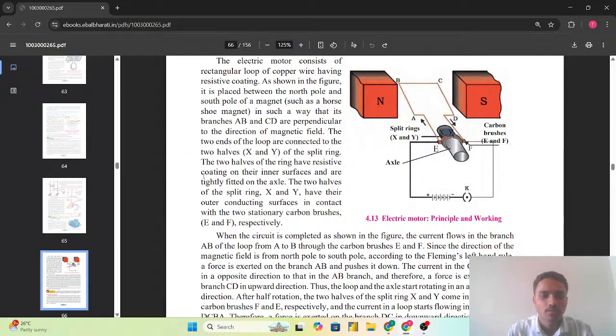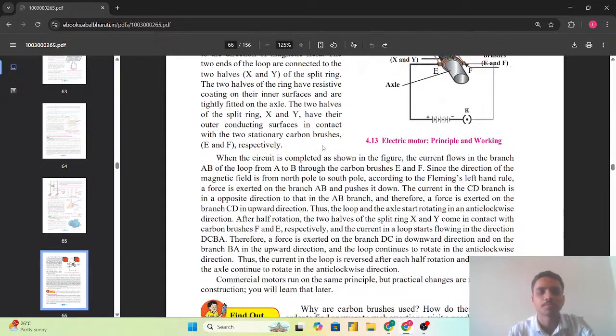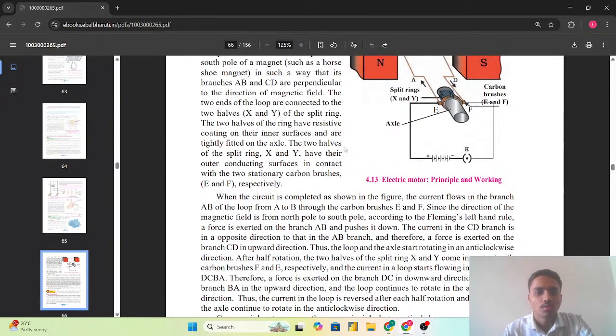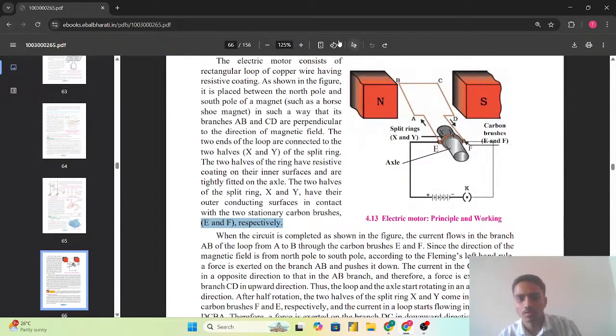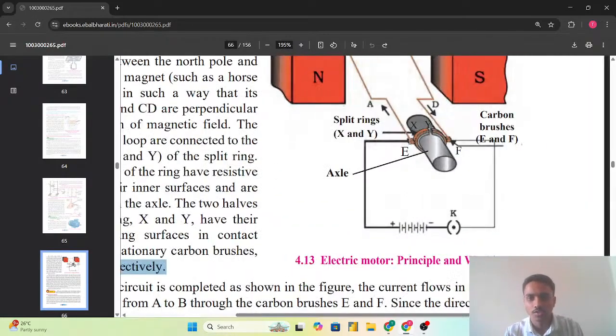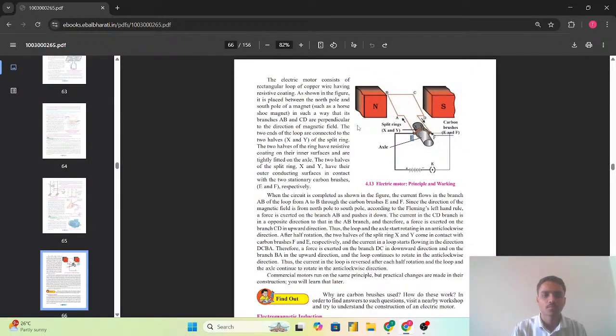The two halves of the ring have an insulating coating on their inner surfaces and are tightly fitted on the axle. So here you can see the axle, on which the split rings are fitted, and on the split rings the rectangular coil is attached. The two halves of the split ring, X and Y, have their outer conducting surfaces in contact with the two stationary carbon brushes E and F respectively. Here you can see the carbon brushes, denoted with E and F.